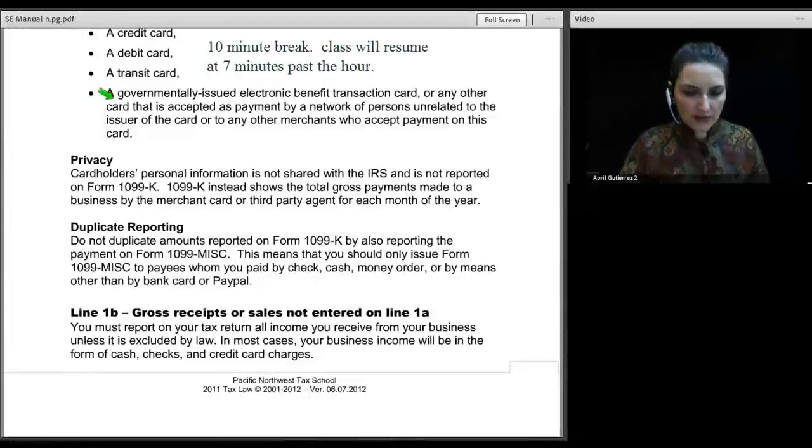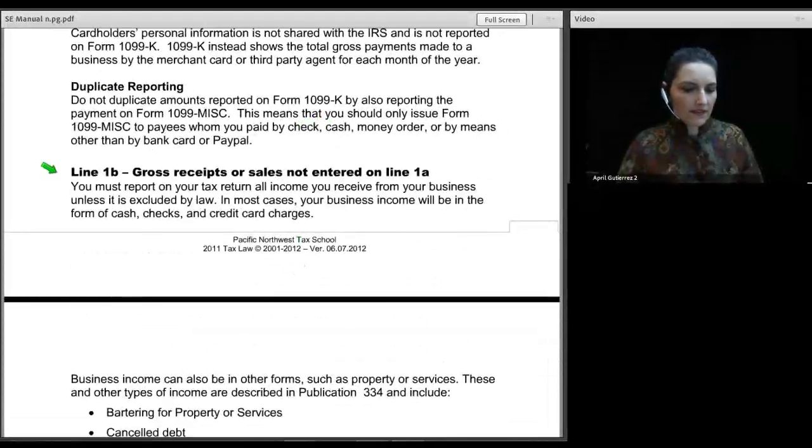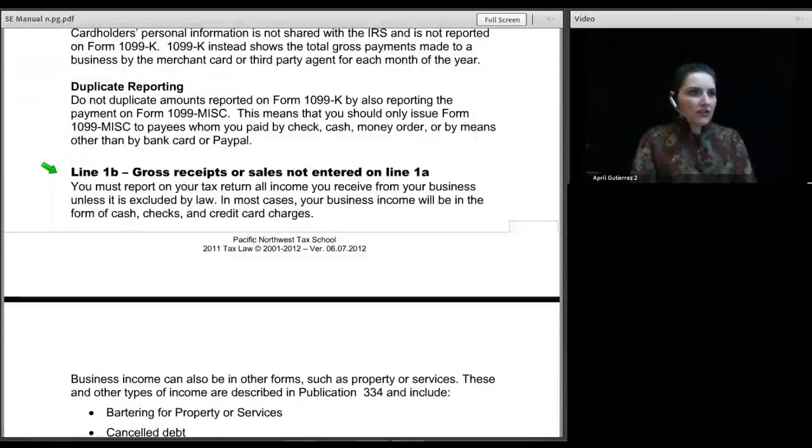Okay, so we're back from break, and we were on to line 1B. So 1A is the line where you're supposed to be entering credit card payments that you received. But for 2011, they say leave it blank, and in the case of our tax software, it wouldn't even let you put a number there.